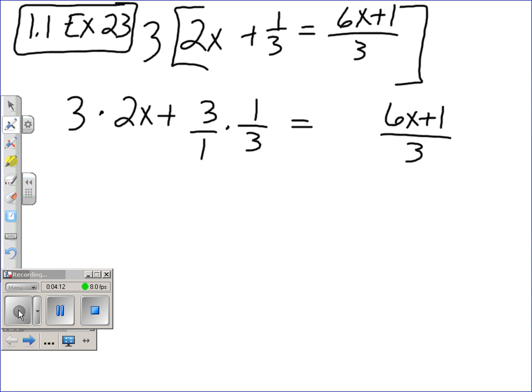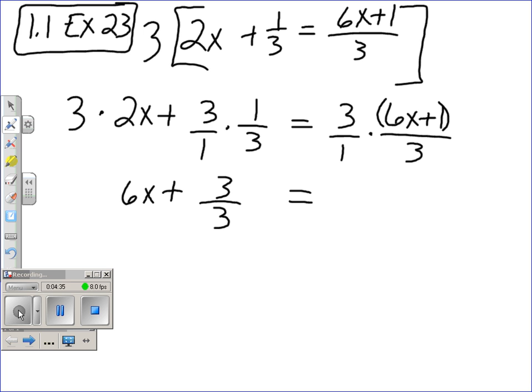And this one right here, it might help if you put parentheses over this. If that's a fraction, I'm going to change my 3 to a fraction, 3 over 1. So let's multiply this out. 3 times 2x is 6x plus, all right? Now we multiply this fraction, we get 3 on top because 3 times 1 is 3. And on bottom we have 1 times 3 is 3. We'll simplify that to 1 here on the next step.